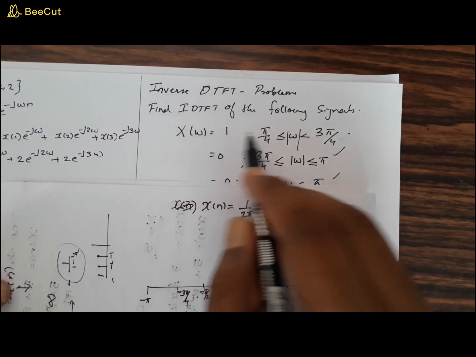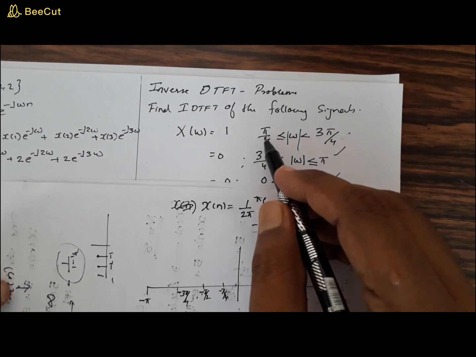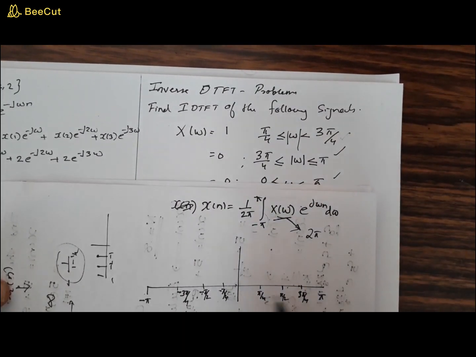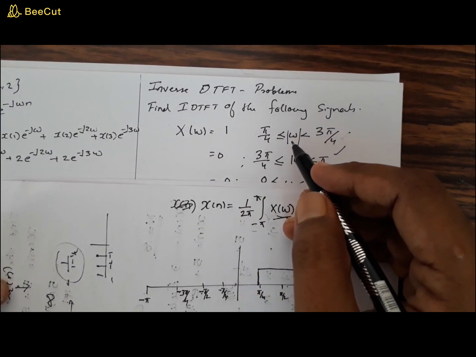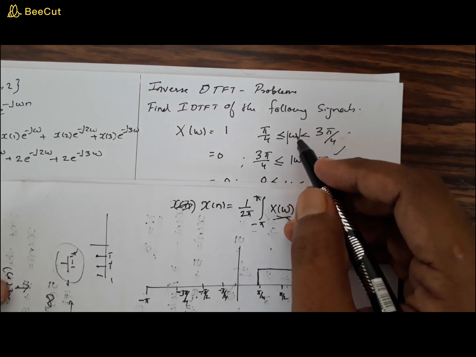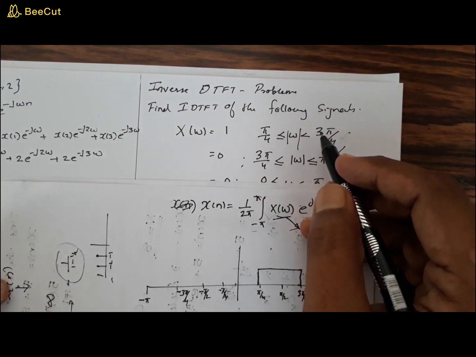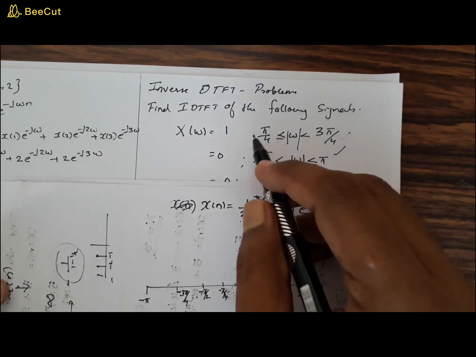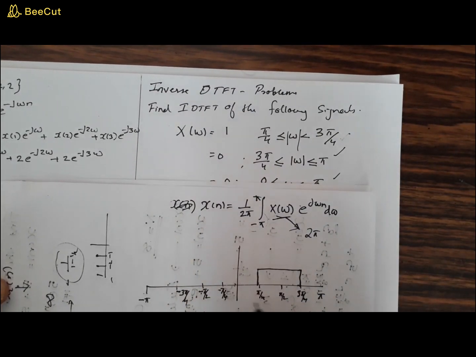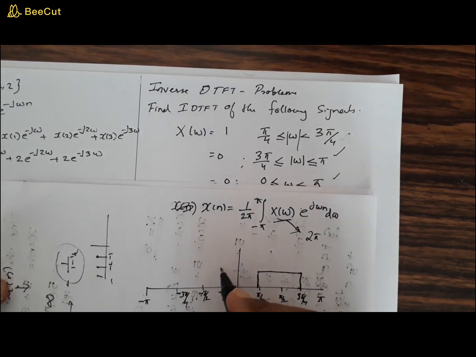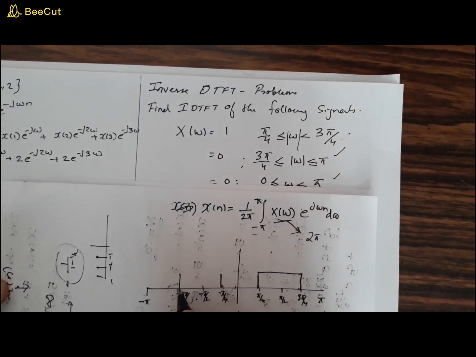X of omega is 1 between pi by 4 and 3 pi by 4, meaning this is it. But this omega is shown as modulus of omega. That means whether it is minus pi by 4 to minus 3 pi by 4 or plus pi by 4 to 3 pi by 4, the value is 1. So how will you represent that? This is not enough, so this will also be represented like this. Do you understand the meaning of this?